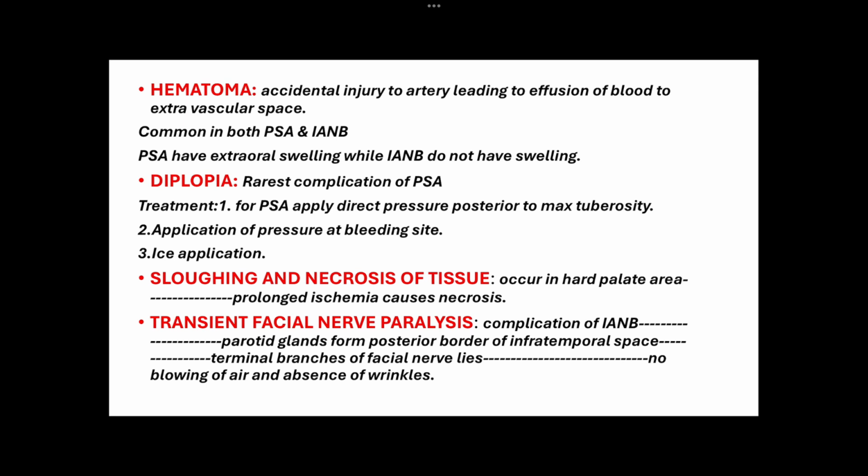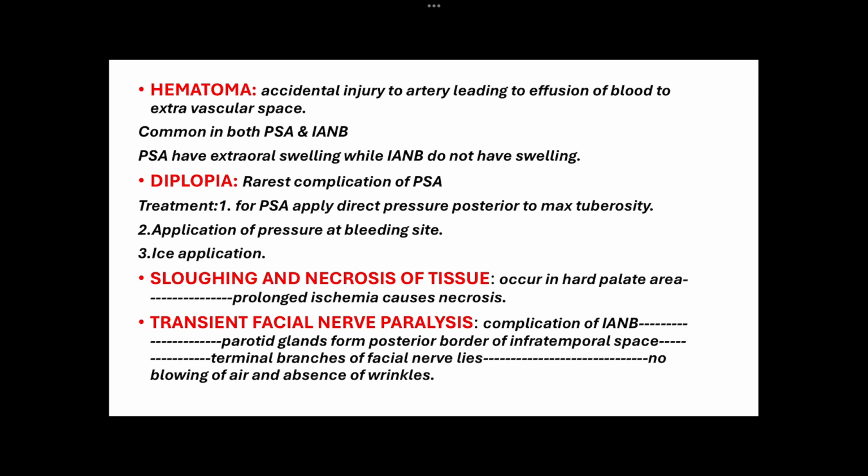Now next is diplopia. It is the rarest complication of PSA. Treatment for it, for PSA: apply a direct pressure pack posterior to the maxillary tuberosity, application of pressure at the bleeding site, and third is eyes application. Okay. Now sludging and necrosis of tissue. It occurs in the hard palate area. Why? In case of prolonged ischemia, that causes the necrosis.